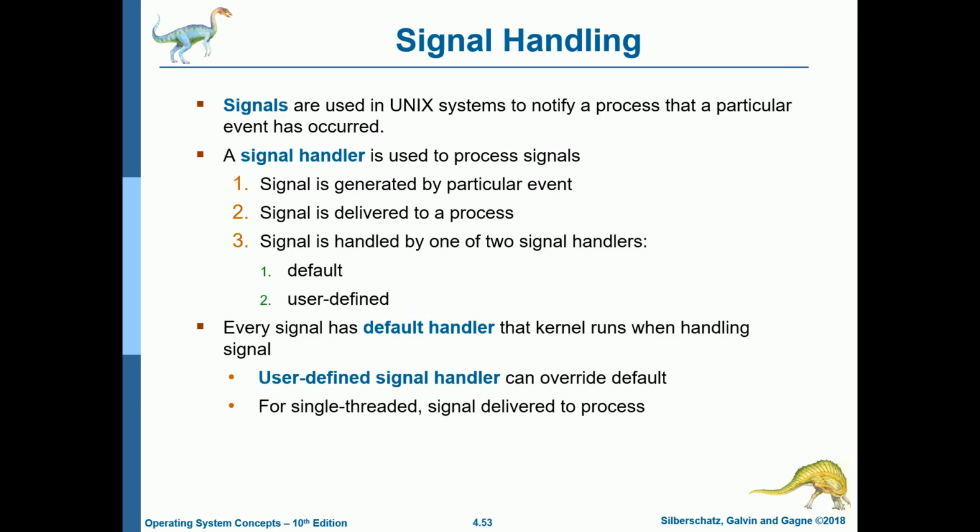Another issue that comes about is signal handling. A signal is used in Unix systems to notify a process that a particular event has occurred. A signal may be received either synchronously or asynchronously, depending on the source and the reason for the event being signaled. All signals, whether synchronous or asynchronous, follow the same pattern. A signal is generated by the occurrence of a particular event. The signal is delivered to a process, and finally, once delivered, the signal must be handled. Handling signals in a single-threaded program is very straightforward. Signals are always delivered to the process. However, delivering signals is more complicated in multi-threaded programs, where a process may have several threads.